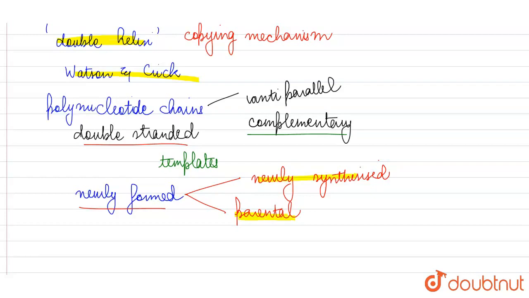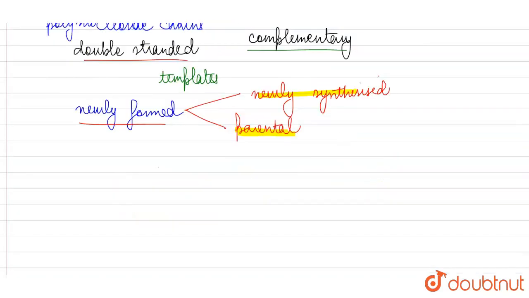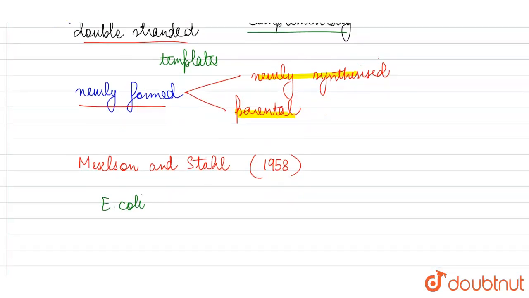Now, this was experimentally proven by Matthew Meselson and Franklin Stahl in 1958. During this experiment, they worked with the E. coli bacteria, and what they did was they grew this E. coli on a medium containing ammonium chloride, but in this ammonium chloride, the nitrogen was not the normal nitrogen, it was the heavy isotope N15.